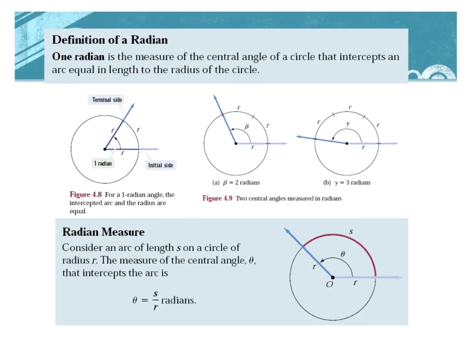There are two ways to measure an angle. One is in degrees and one is in radians. So a radian is the measure of the central angle of a circle that intercepts an arc equal in length to the radius of the circle. So measure of the central angle that intercepts an arc equal in length to the radius, which is telling you that the arc would be the same measure as the radius here. That would be 1 radian.